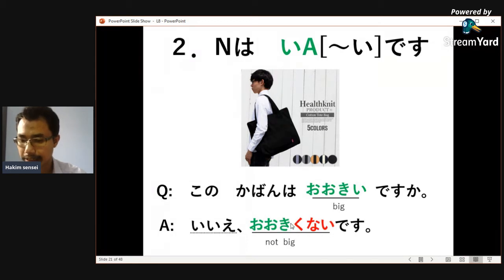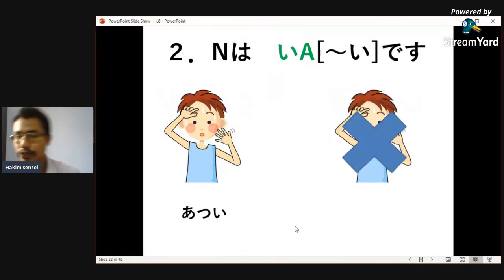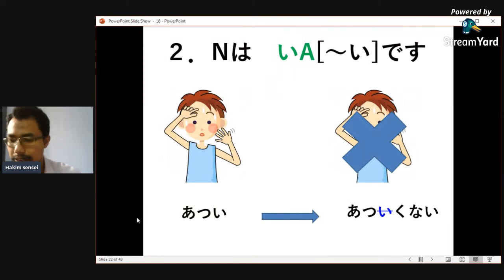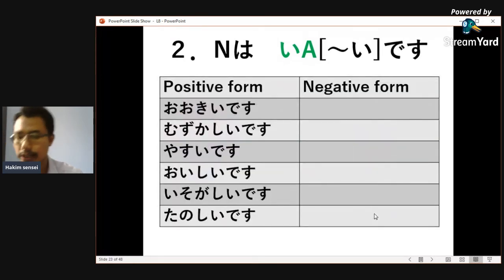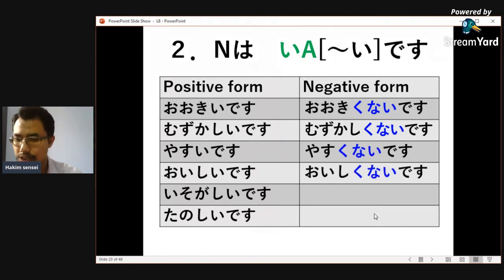Okay, same case for atsui, hot. If you want to say hot, atsui. But if you want to say not hot, atsukunai. You omit the e character from the word and put kunai after it. Same case for other words: okii desu, okikunai desu; muzukashii desu, muzukashikunai desu; yasui desu, yasukunai desu; oishii desu, oishikunai desu; isogashii desu, isogashikunai desu; tanoshii desu, tanoshikunai desu. All right?